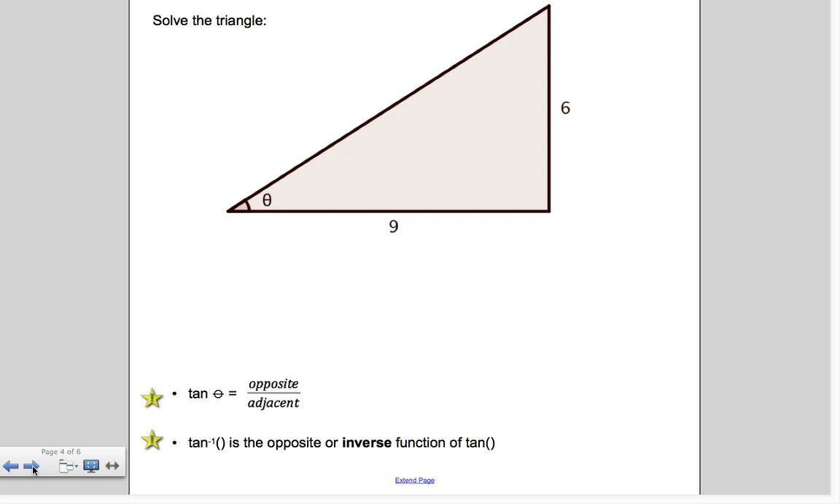How would you enter it on your calculator? Just do 6 over 9. We'll talk about that later. That's fine. Okay? So now what we want to do is we just want to solve for this triangle.